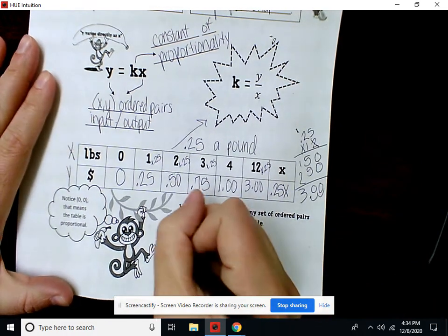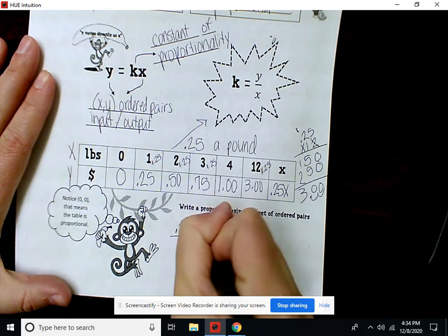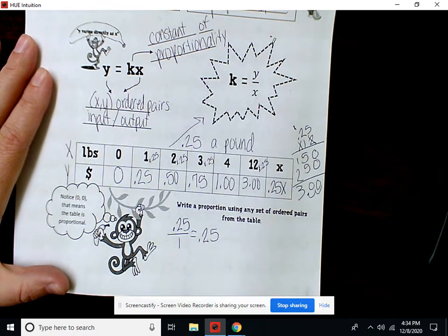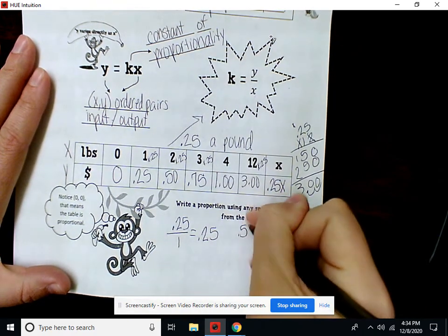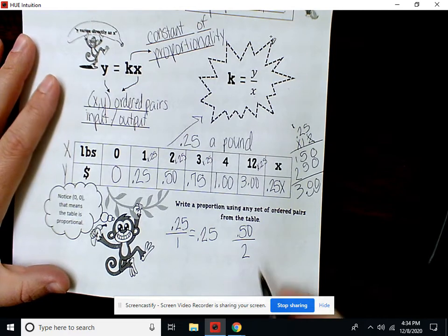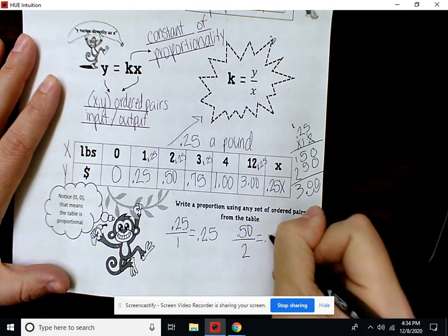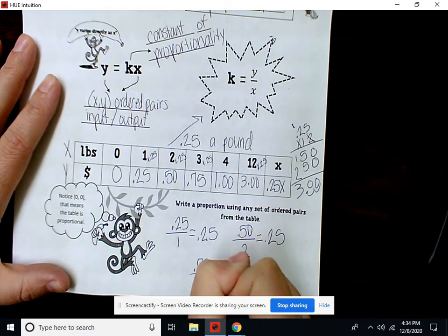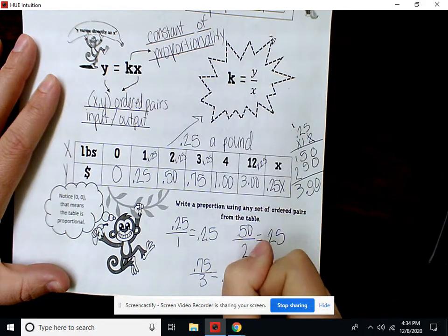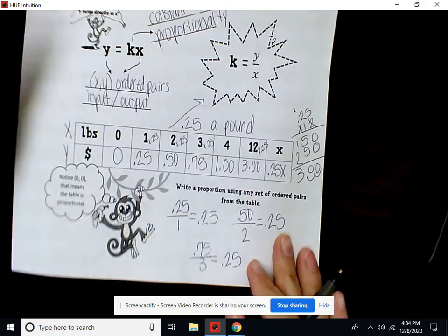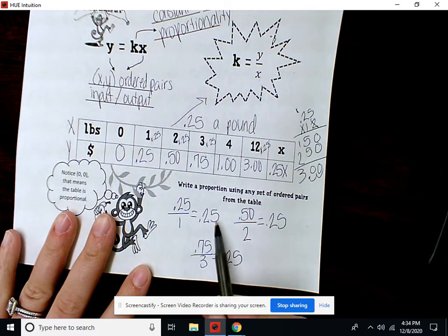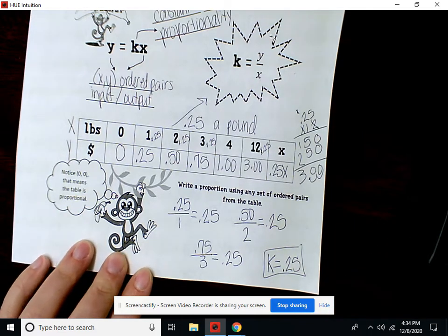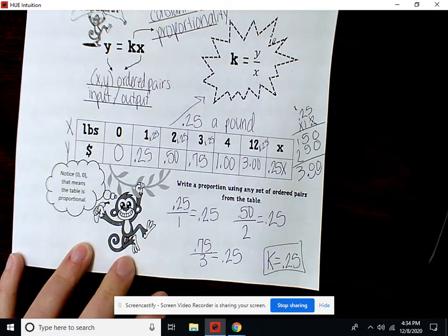So what we're doing is we're taking 25 cents and dividing it by 1, which is 25 cents. Okay, but then if I take 0.50 over 2 and divide that, so 0.50 divided by 2, we get 25 cents. If I did 0.75 over 3 and divide that, we get 25 cents. So we can say that our constant is 25 cents.